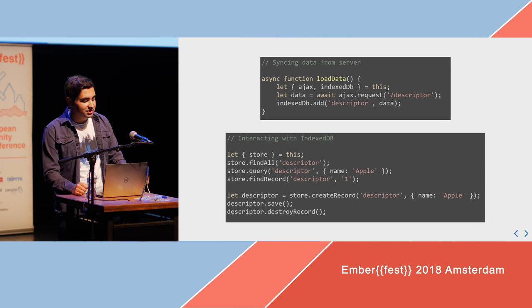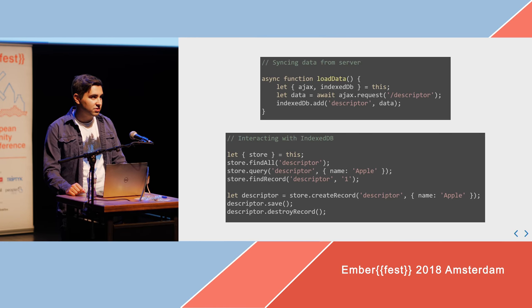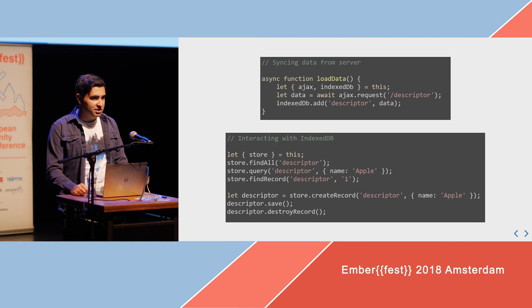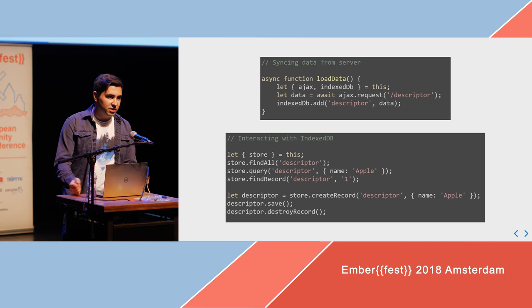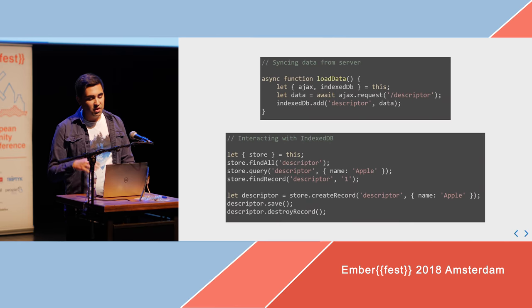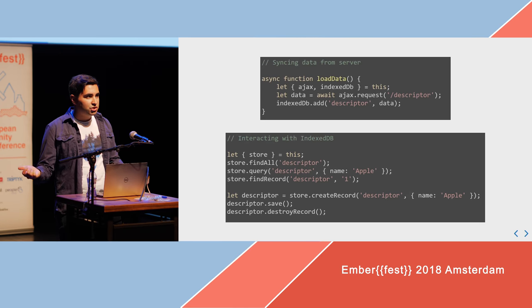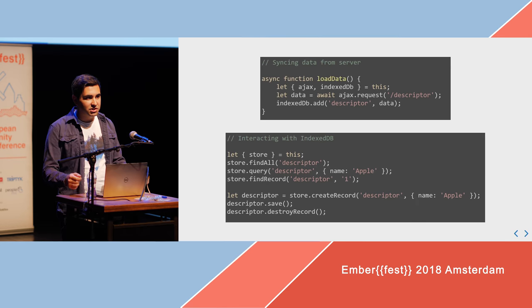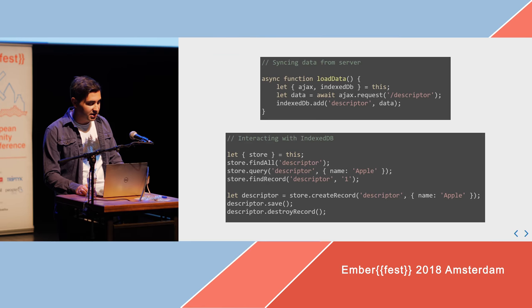The load data function really just uses Ajax to fetch some stuff, and then the IndexedDB service has a method to just add this data to IndexedDB, and that's it. And then in the rest of the app, we just use all the store methods we're used to. We can do find all, you can do query, which will actually query on the database level. So it's really performant, even if you have huge amounts of data. You can do find record, you can create and update and delete records all on the database level. And then the push is really also pretty simple. You just get the data from the store, convert it into a format that your API wants, and then just post it to the API.